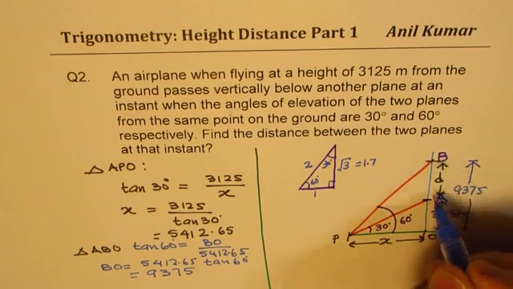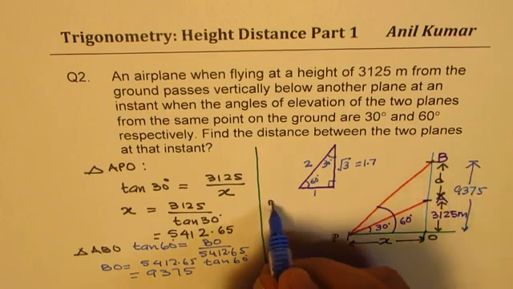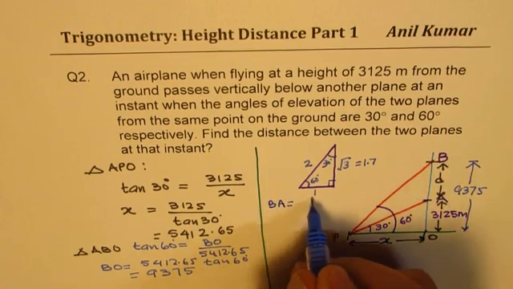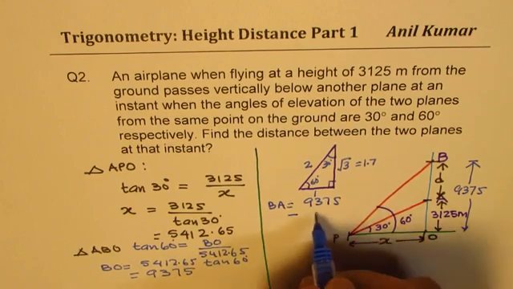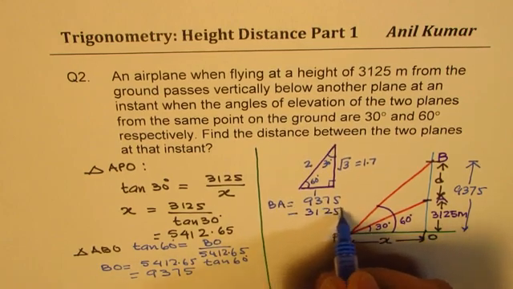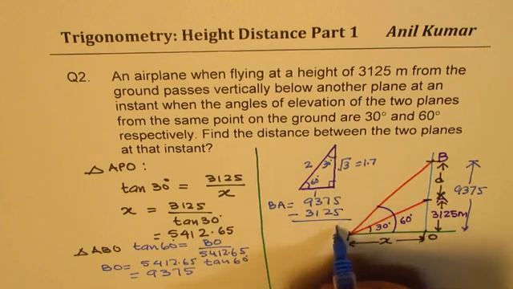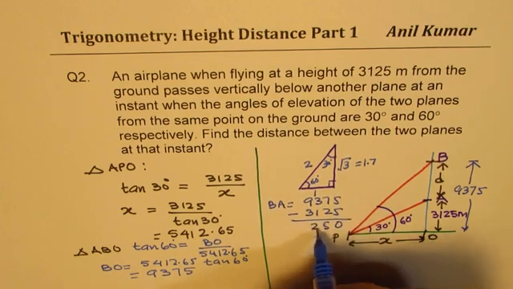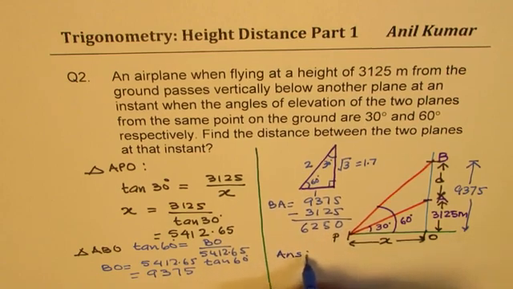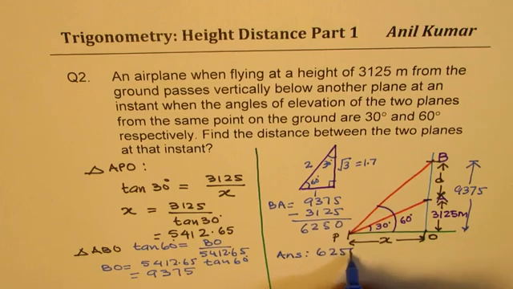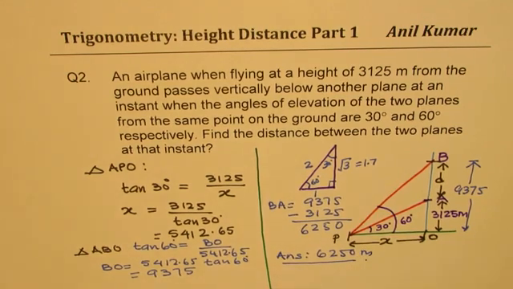Perfect. So what is the difference between the height of the two planes? So we can find BA as 9375 take away 3125. Is that clear, right? So that gives you the answer straight away. So it is 6250 meters. So the answer is 6250 meters. Is that clear? So that is how you're going to do this question.